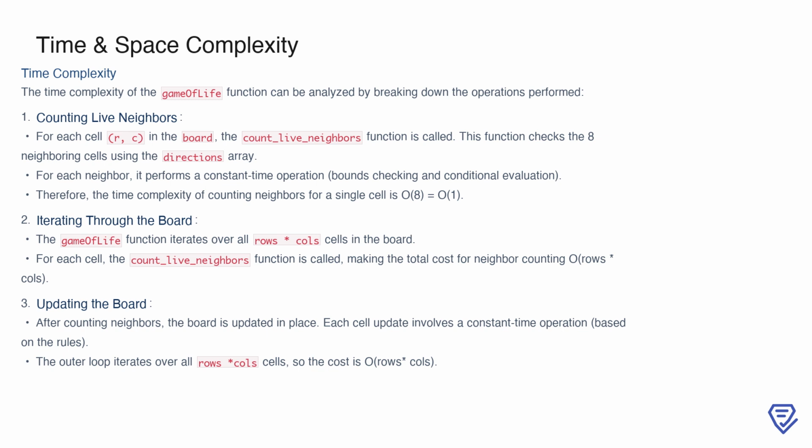Next, the algorithm iterates through all the cells of the board, which amounts to rows*cols iterations. Since the count_live_neighbors function is called for each cell, the total time spent on neighbor counting is O(rows*cols). After counting, the board is updated in place. Updating each cell involves another constant time operation, and since every cell is visited, this step also takes O(rows*cols).